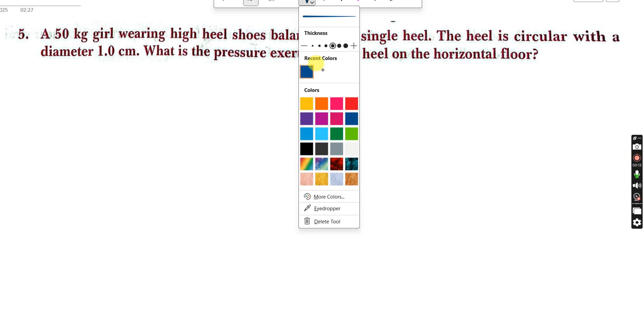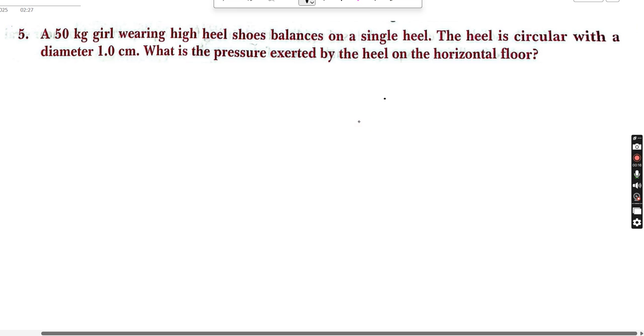We are going to learn about some questions from the mechanical properties of fluids. Here you can see that there are different questions, and we are going to solve all of them.